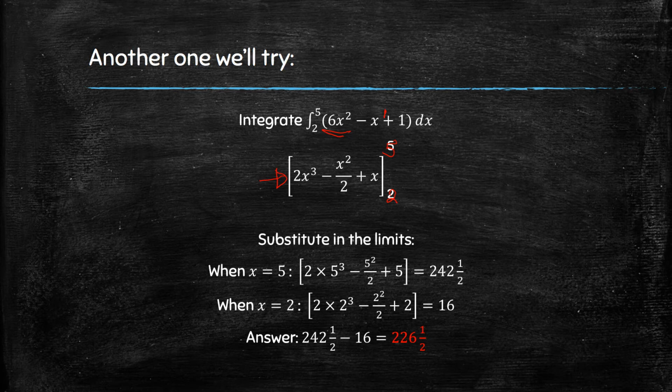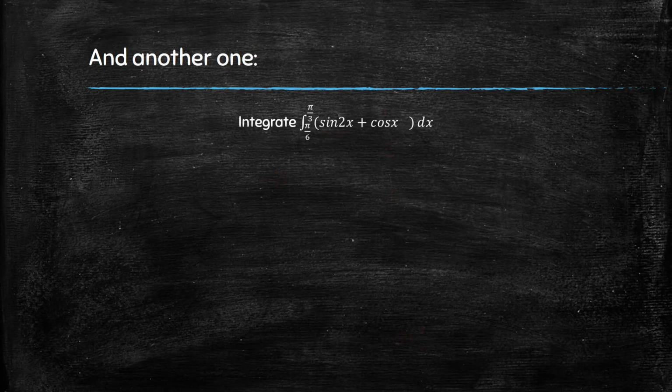We'll try one more because we've got sines and cosines in it. So in this case, our upper limit is pi over 3, and our bottom one is pi over 6. If we integrate it first, sine of 2x becomes minus cos. Because of the 2x, the 2x stays there, but it's divided by 2, or I've just put it as negative a half. Cos x just integrates to get sin x.